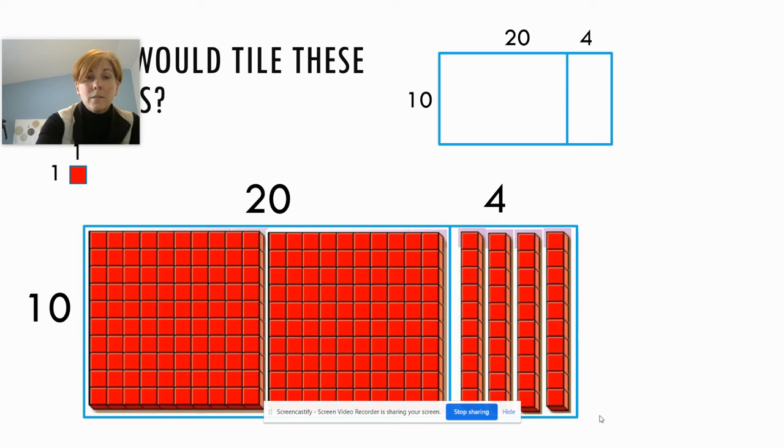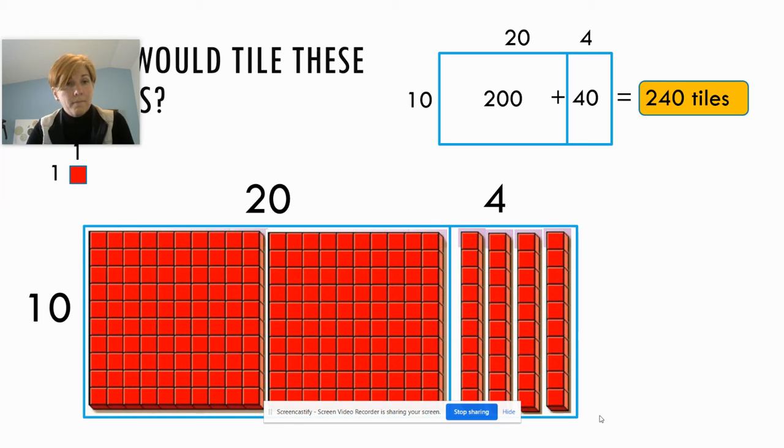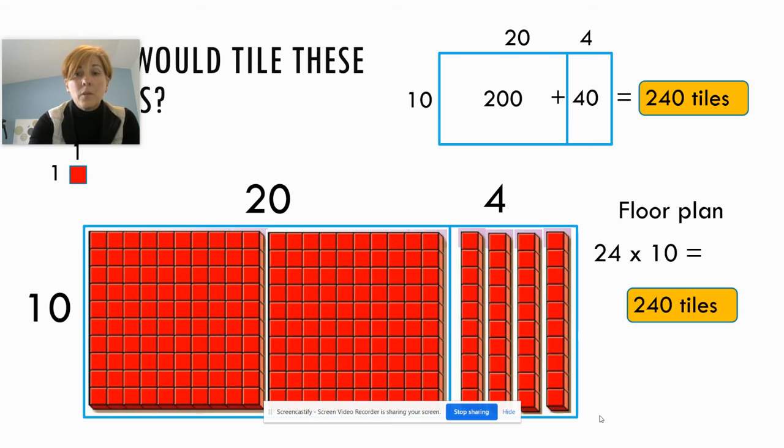Okay, so I can see very quickly how many tiles are in that first rectangle, and I know it's going to be 200. And then in that other section, it's going to be 10, 20, 30, 40 in there. So the total number of tiles that I would need to use is 240. Okay, so in a 24 across by 10 down, I would need 240 tiles.